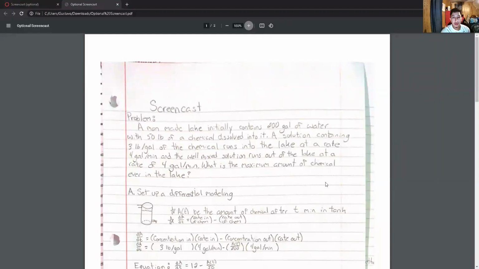My name is Gustavo Cortes, and I will be doing a mathematical modeling problem and solving it with differential equations.